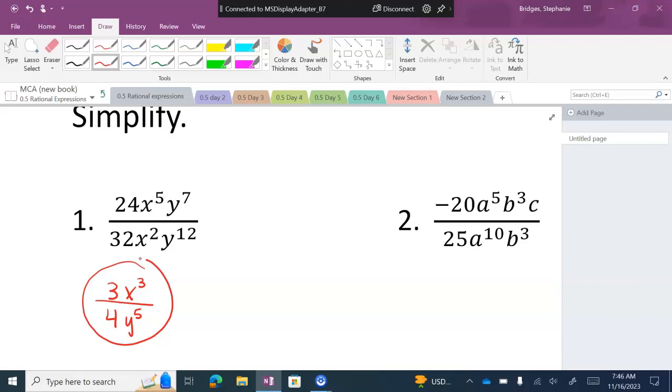All right, go ahead and try 2 then. Start with the numerical values. What can you divide out of those? What do you have in common? And then do each variable individually. Where do you have the most? Those are going to stay there.